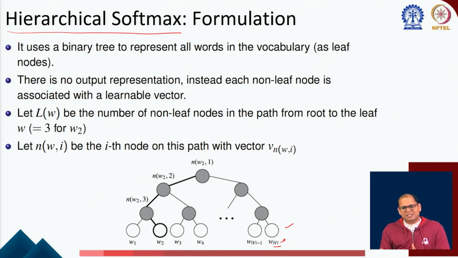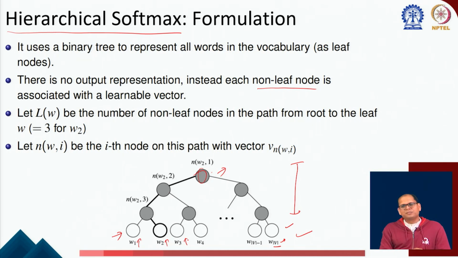To be able to have them as leaves, you need some non-leaf nodes. So, starting from the root node, you have 2 nodes, 4 nodes, and so on at different levels until you reach the final non-leaf nodes. Now, interestingly, you do not have any learnable vectors for the output words. Instead, the learnable vectors are associated with all these non-leaf nodes. Each non-leaf node has a learnable vector, and that is what is interesting. So, you do not have a specific learnable vector for each of the leaf nodes, but only for the non-leaf nodes. So, how does the learning happen?